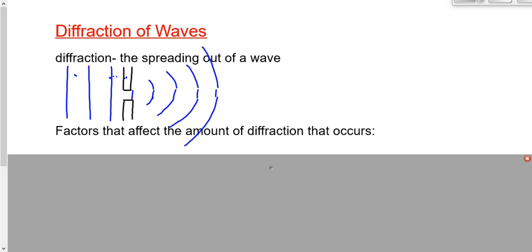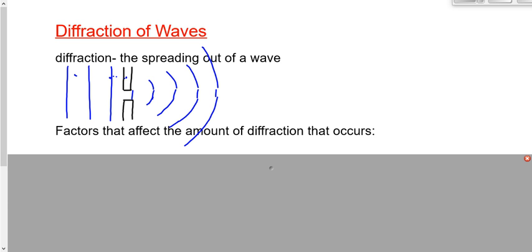That's called diffraction, the spreading out of a wave. It's not bending, it's not changing direction, it's just spreading out. If my classroom door is open right now, if you were to go down the hallway, you would still hear me somewhat. The sound from my voice goes through the opening in the doorway, and it would diffract outwards. It would spread out as it went outwards.